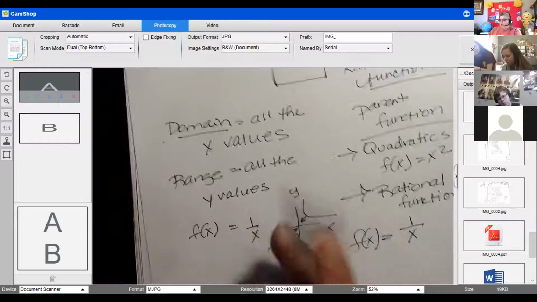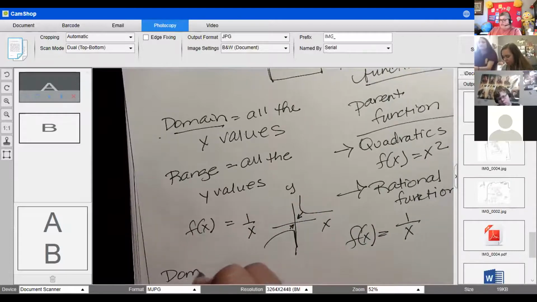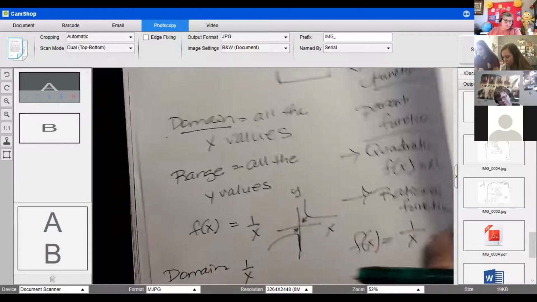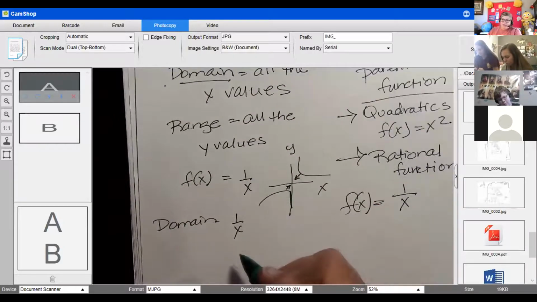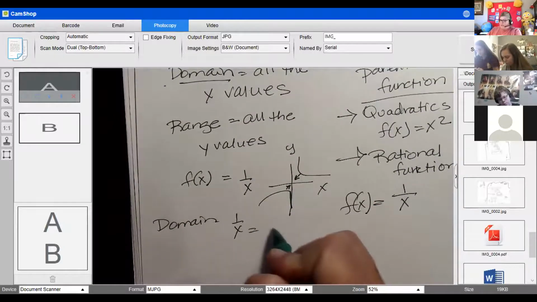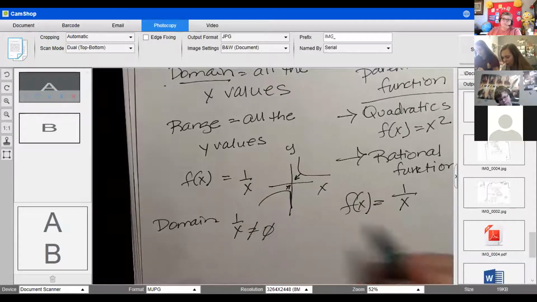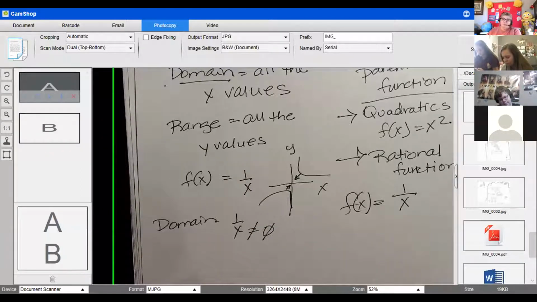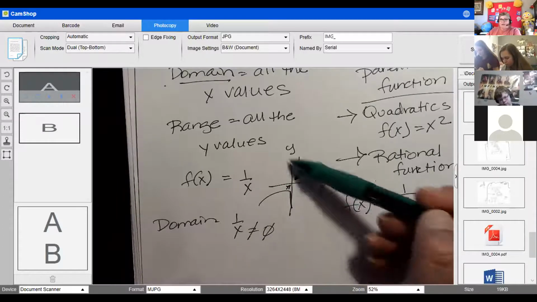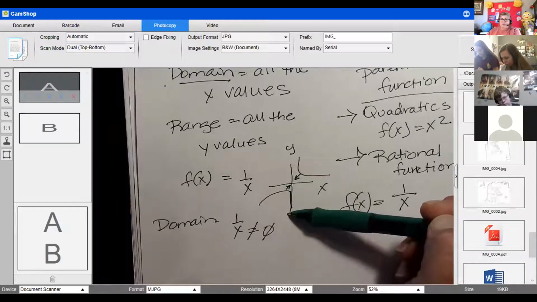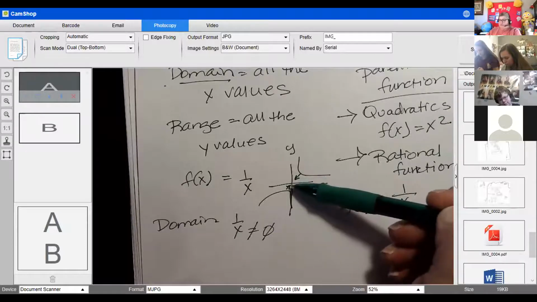And so if we were looking at domain for this parent function, then we know that x can never equal 0 because otherwise the function does not exist. And we see that in our Desmos graph. X never equals 0.